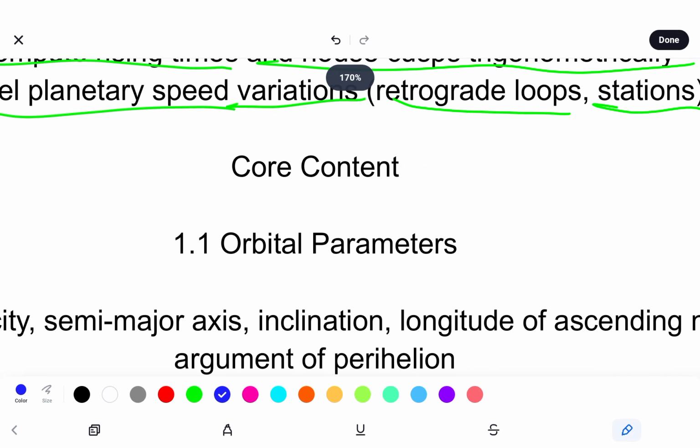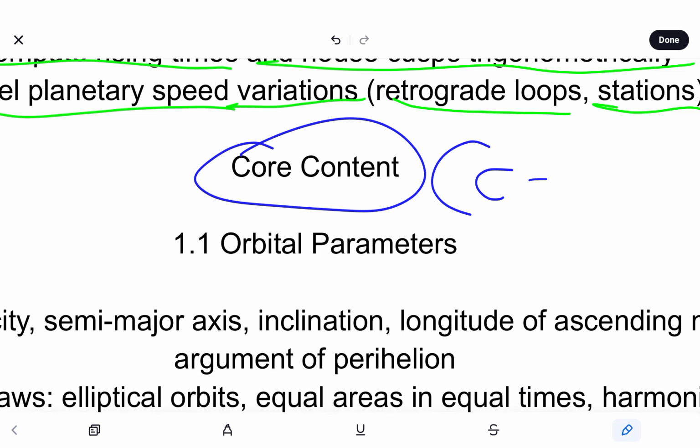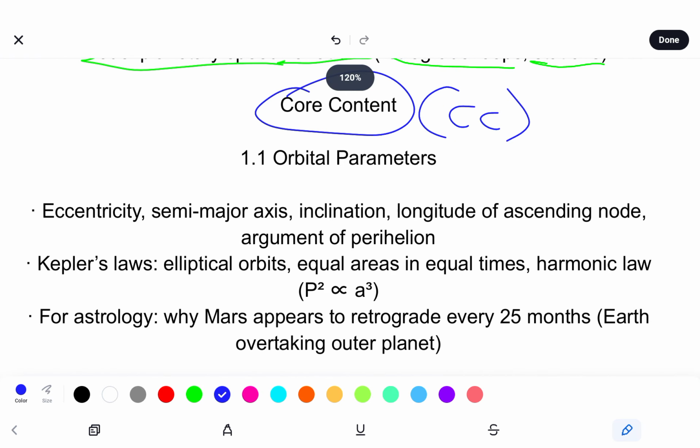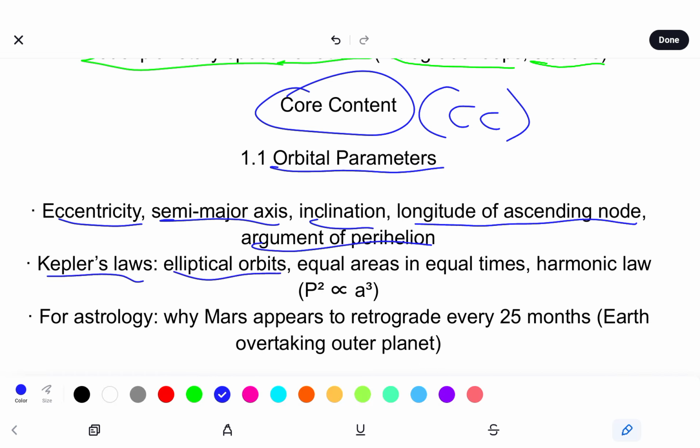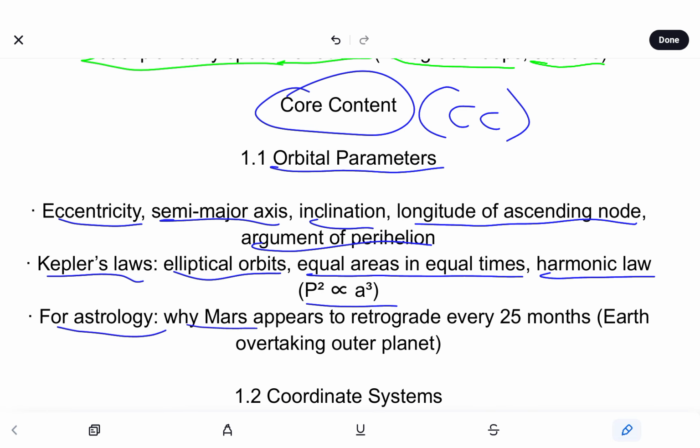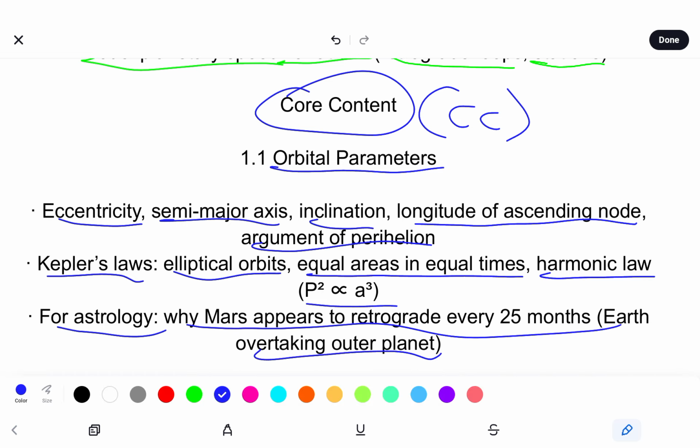So these are our learning objectives. Now we have our core content, or our CC. We start with orbital parameters, all right? Eccentricity, semi-major axes, inclination, longitude of ascending node, argument of perihelion. Kepler's laws, elliptical orbits, equal areas and equal times, harmonic law, P squared proportional to a cubed. So for astrology, why Mars appears to retrograde every 25 months, Earth overtaking the outer planet.